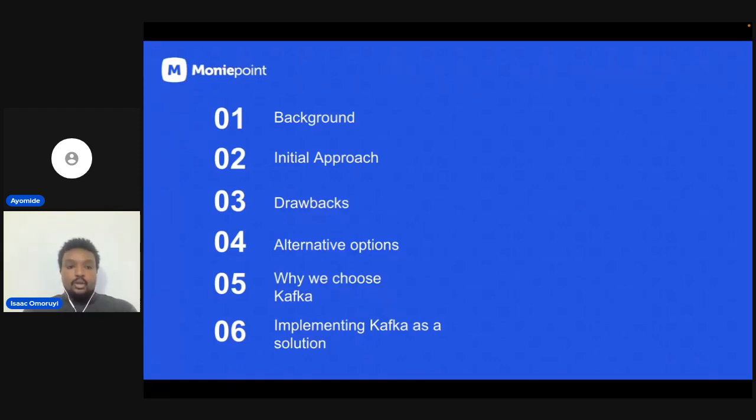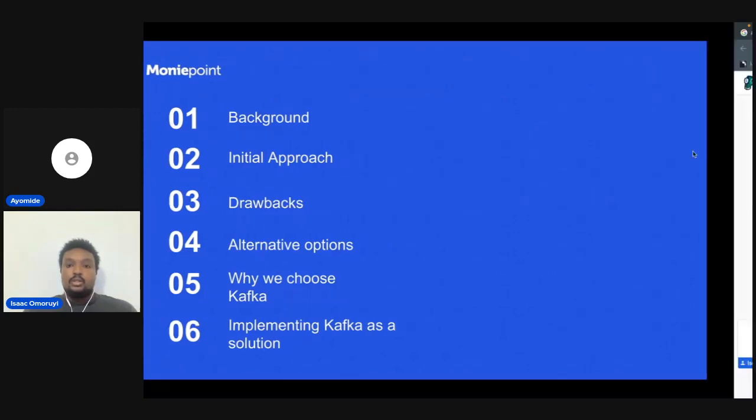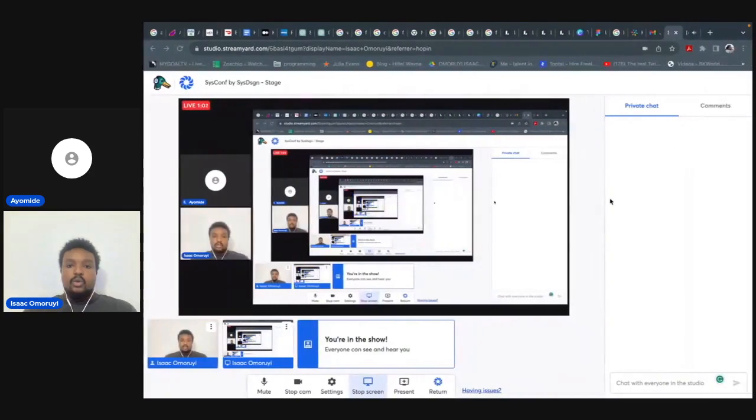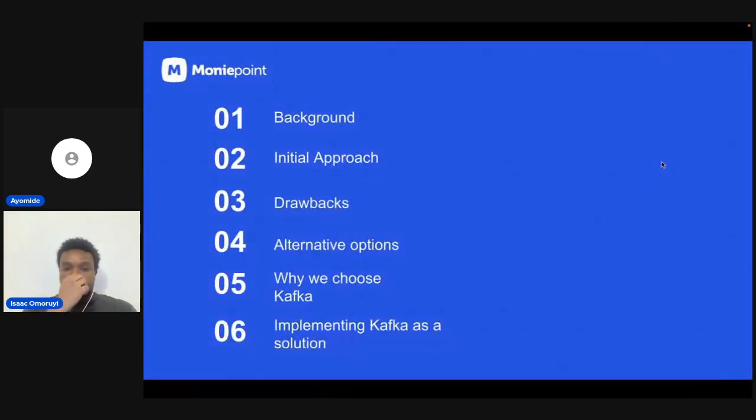Then I would also be talking about why we ended up choosing Kafka as the approach we wanted to use to implement this new system that I wanted to build. Then basically I'll talk about how we implemented Kafka as a solution into the system that we were trying to build. So to start off, background.